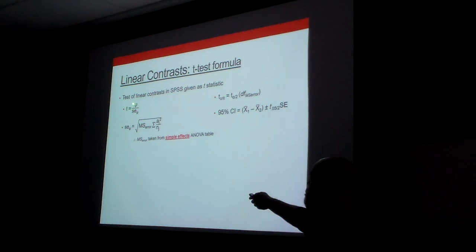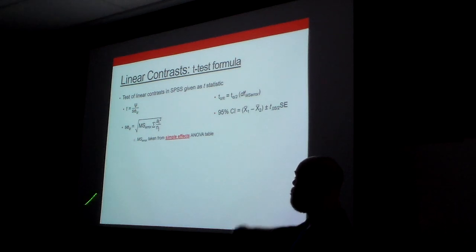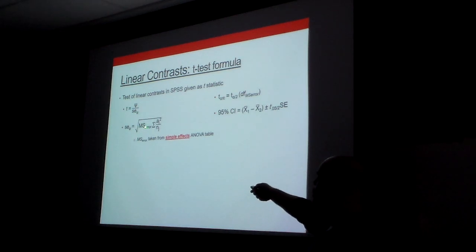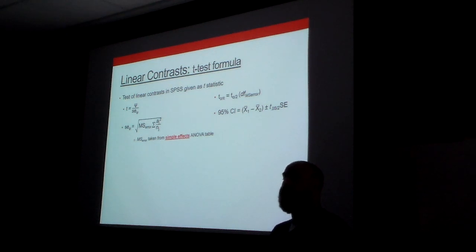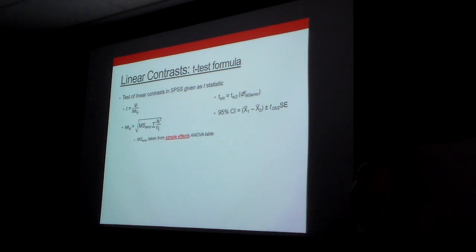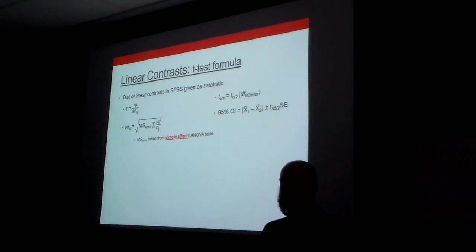Our t-statistic is the value of our contrast over the standard error of the contrast. The standard error of the contrast is the mean squared error times the sum of your squared weights over the individual cell sizes. Now note that for your mean squared error here, I'm going to recommend that you take that estimate from your simple effects ANOVA table, okay?